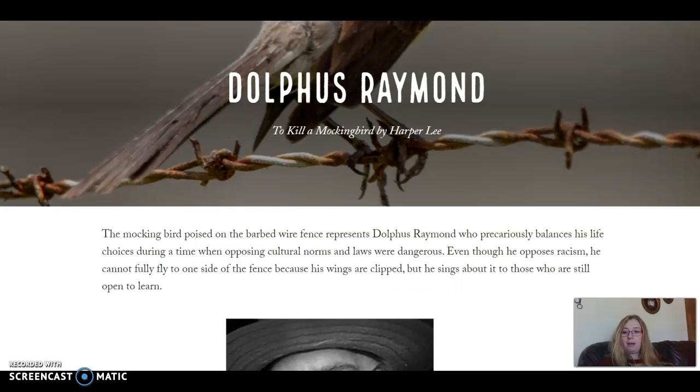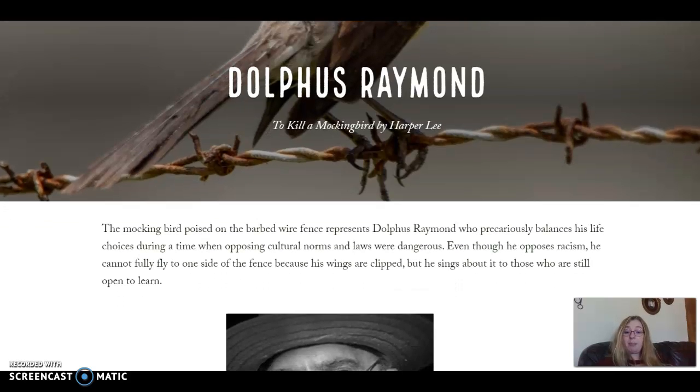So here I said, the mockingbird poised on the barbed wire fence represents Dolphus Raymond, who precariously balances life choices during a time when opposing cultural norms and laws were dangerous. Even though he opposes racism, he cannot fully fly to one side of the fence. So here I'm representing the two sides that we see in Maycomb, right? Those that are very racist and those that are not.